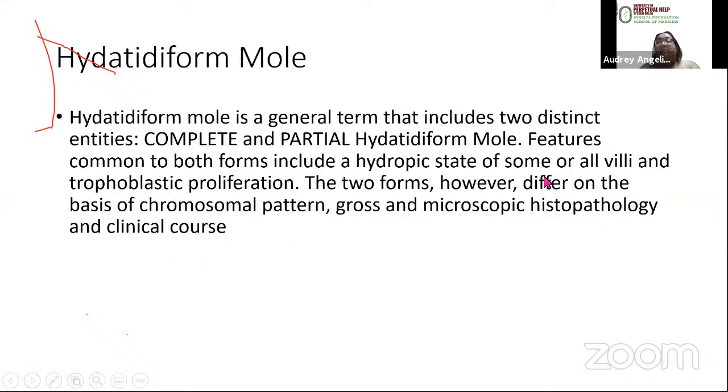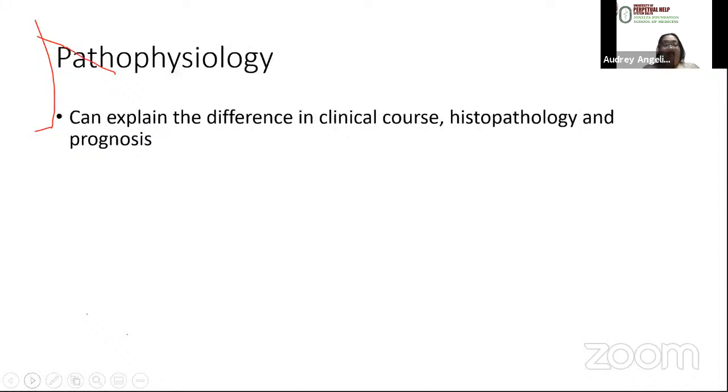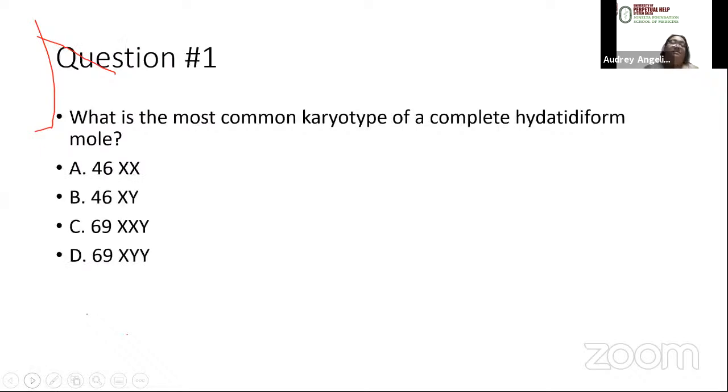Okay. So how is your hydatidiform mole defined? So H mole is a general term that includes two distinct entities. One is complete, one is partial, and features common to both forms include a hydropic state of some or all villi and trophoblastic proliferation. So these two forms differ in chromosomal pattern, histopathology, and clinical course. Okay. So you have pathophysiology, clinical course, histopathology, and prognosis.